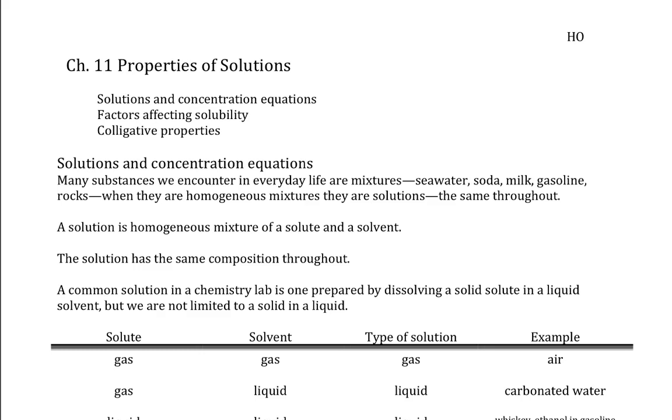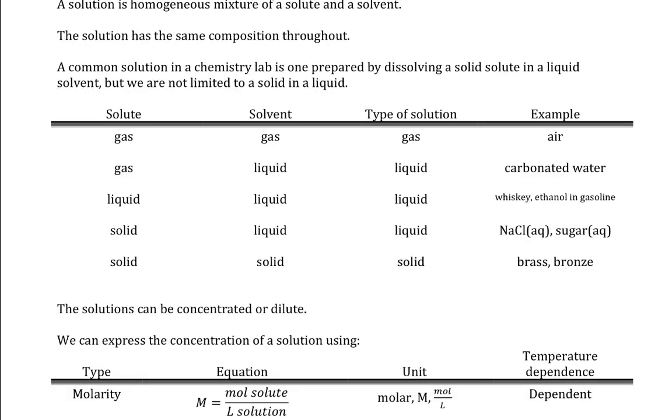A common solution in a chemistry lab is one prepared by dissolving a solid solute in a liquid solvent, but we are not limited to a solid in a liquid. So here's some examples of different solutions. We can have a solute in a gas solvent. The type of solution is a gas. An example of that is air. Remember that the solute is the smaller amount of the two. The solvent is the main component.